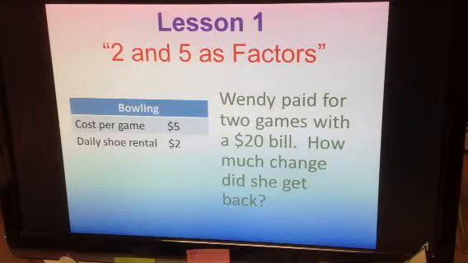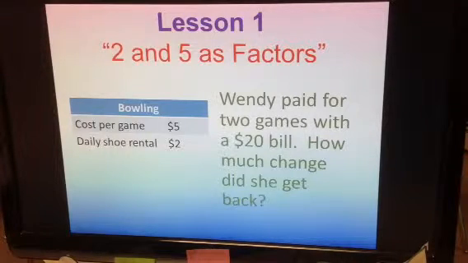Wendy paid for 2 games with a $20 bill. How much change did she get back? This is a 2-part problem. First, you have to multiply 5 times 2 to find out how much she paid for those 2 games. 5 times 2 is 10. Then you have to subtract. She paid with $20. 20 minus 10 is 10.